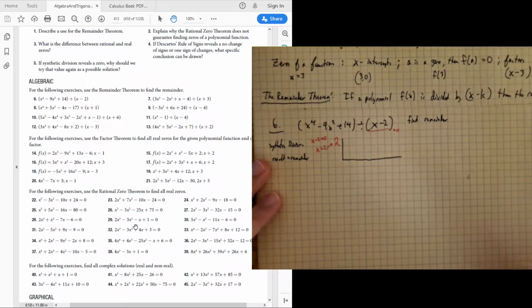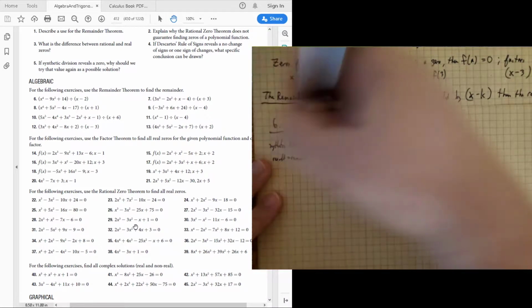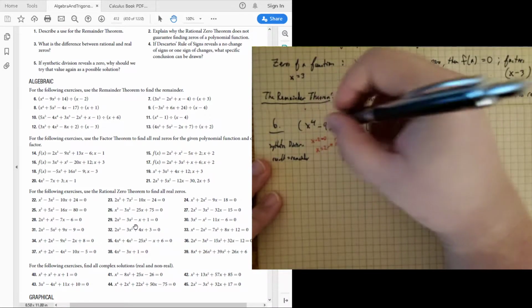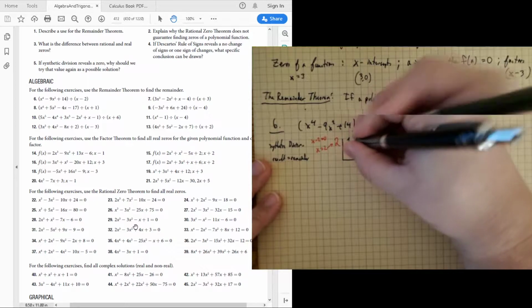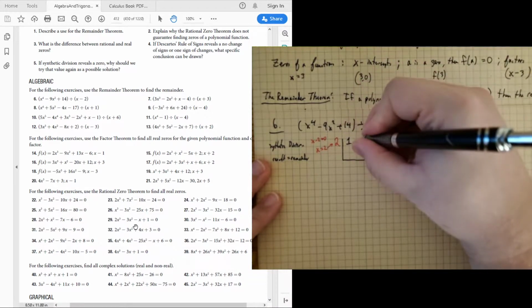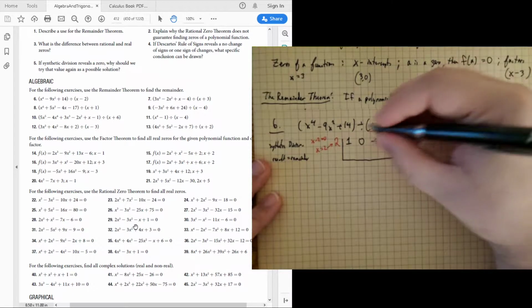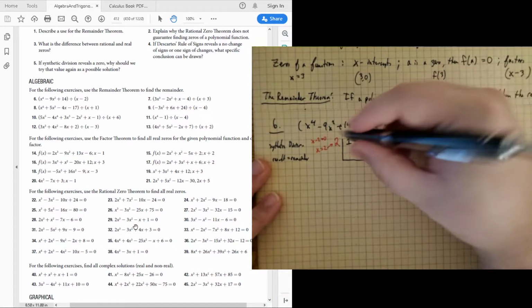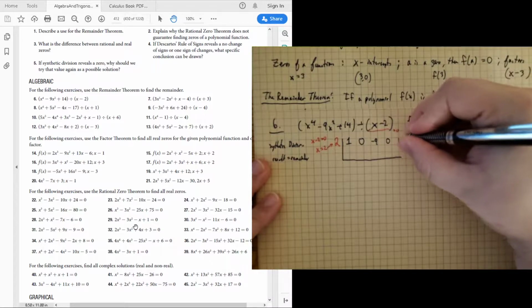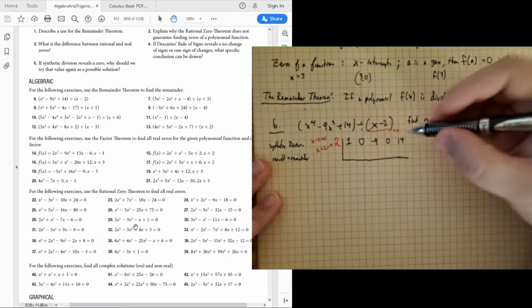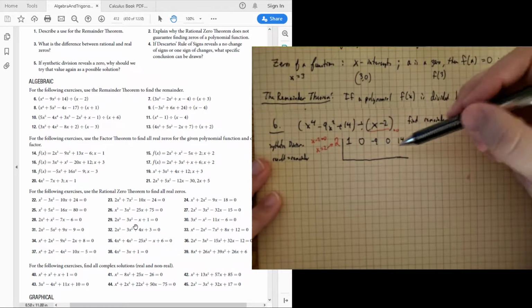Okay? Next, what goes inside? What goes inside are the coefficients. So how many x to the 4th do I have? 1 of them. How many x to the 3rds do I have? None of them. How many x squareds do I have? Negative 9 of them. How many x's do I have? 0 of them. How many constants do I have? 14.